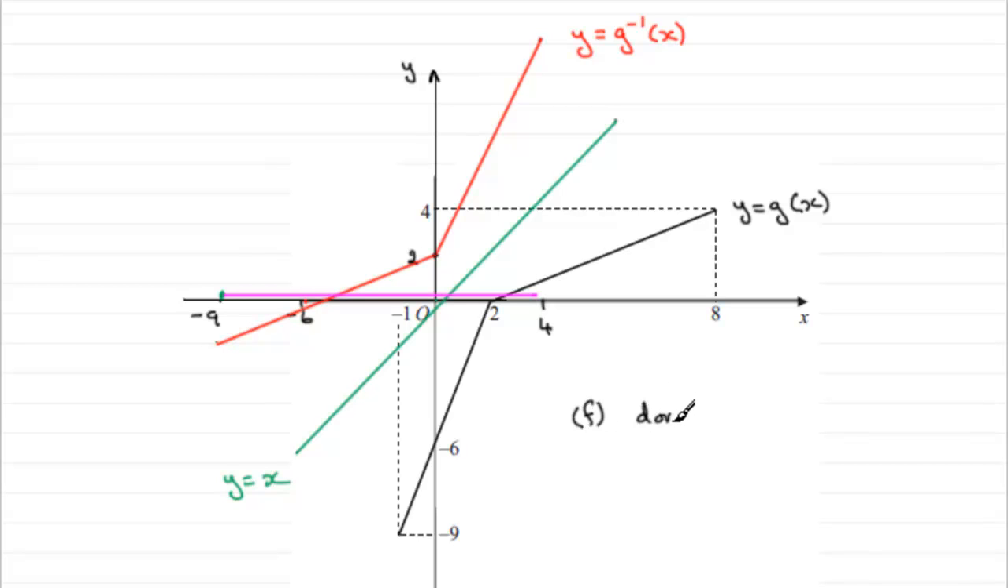The domain of g to the minus 1 of x equals, remember it's any x value this time, which is greater than or equal to minus 9 but less than or equal to 4. I think I want to change that equal to a colon there. Alright? Okay, so I hope that's given you an idea then of how to go about that particular question.